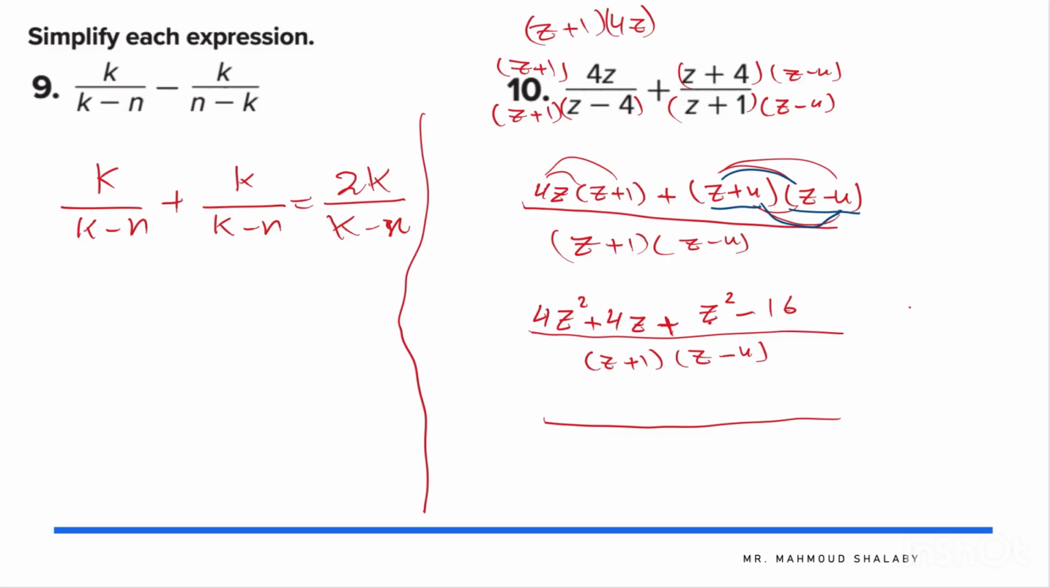Now I can solve them together. We have the Z squared and Z squared. It will be 4 plus 1 is 5Z squared, and we have plus 4Z minus 16 over Z plus 1 multiplied by Z minus 4. Okay Shabab, and that's it.